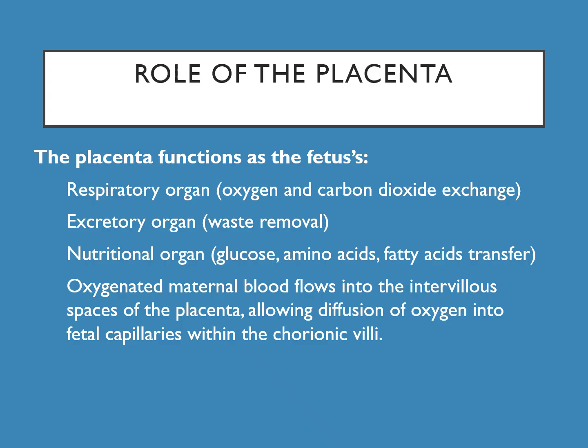Before we start, let's look at a few structures that play a critical role in this process. You have the placenta in connection with the umbilical cord. The placenta will function as the fetus's respiratory organ for exchange, as an excretory organ for removal of waste, and as a nutritional organ where nutrients get to the fetus.